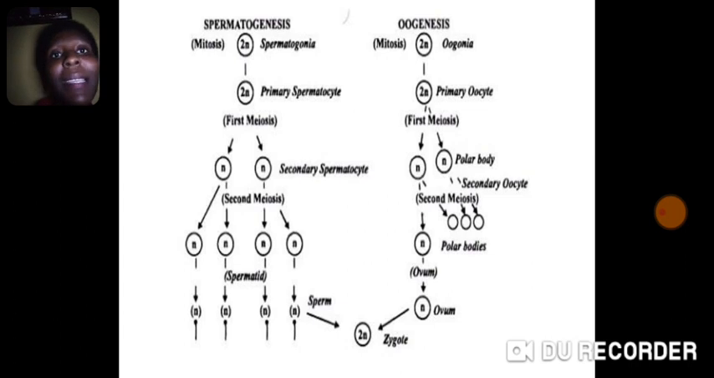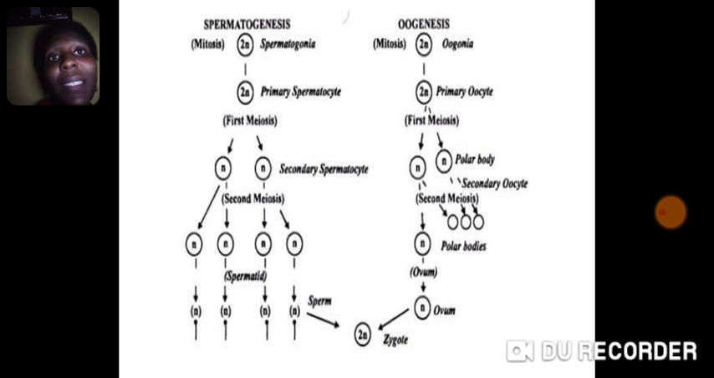Now these spermatids will then become the immature sperms. Each of them will become one immature sperm. So that is a total of 4 immature sperms. So these immature sperms will be stored in the epididymis until they are mature and can be released or ejaculated to the exterior.